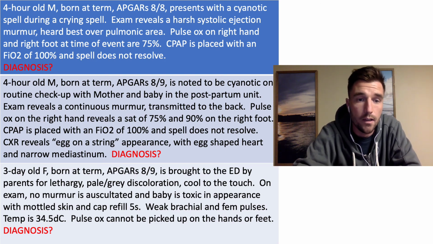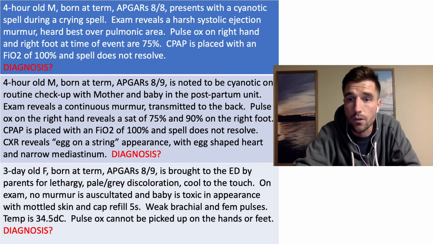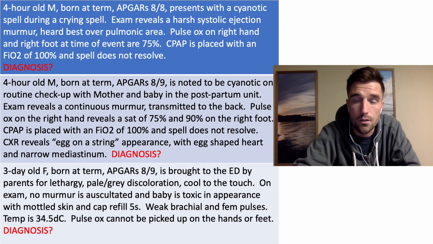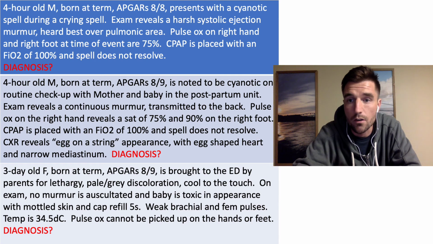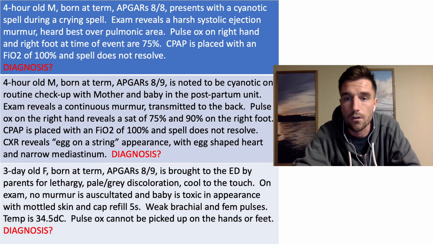Now, if I had given you a case very similar to this and told you that the right upper extremity mean arterial pressure was 60 and the lower extremity mean arterial pressure was 45, the right upper extremity pulse ox was 95, the right lower extremity pulse ox was 80, that would probably point you towards something like coarctation of the aorta. But here this baby's just globally hypoperfused, and this points more towards hypoplastic left heart syndrome.